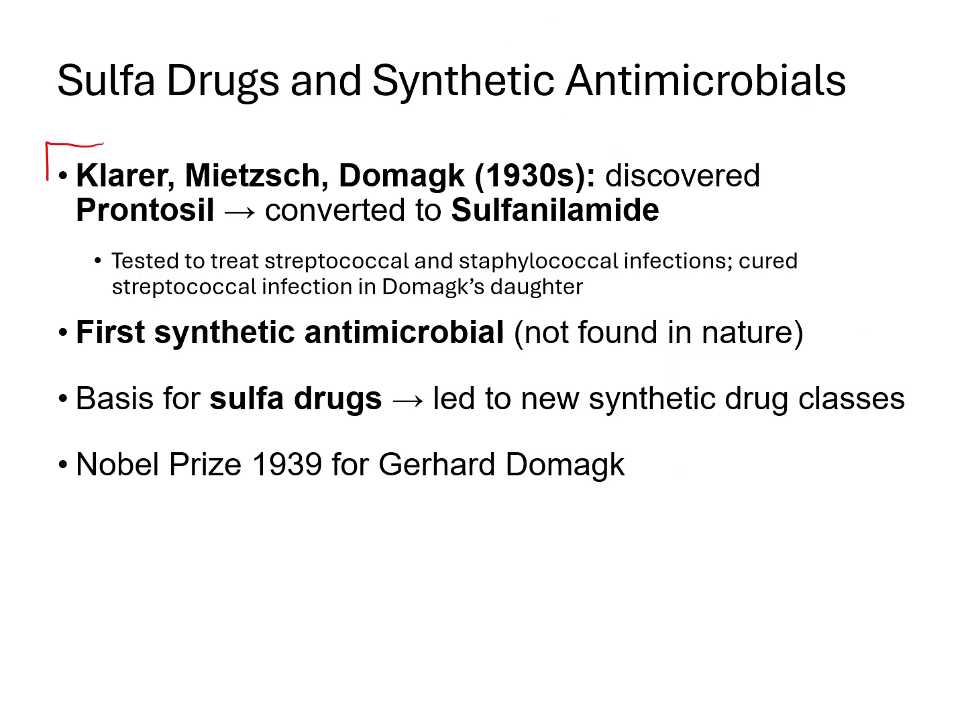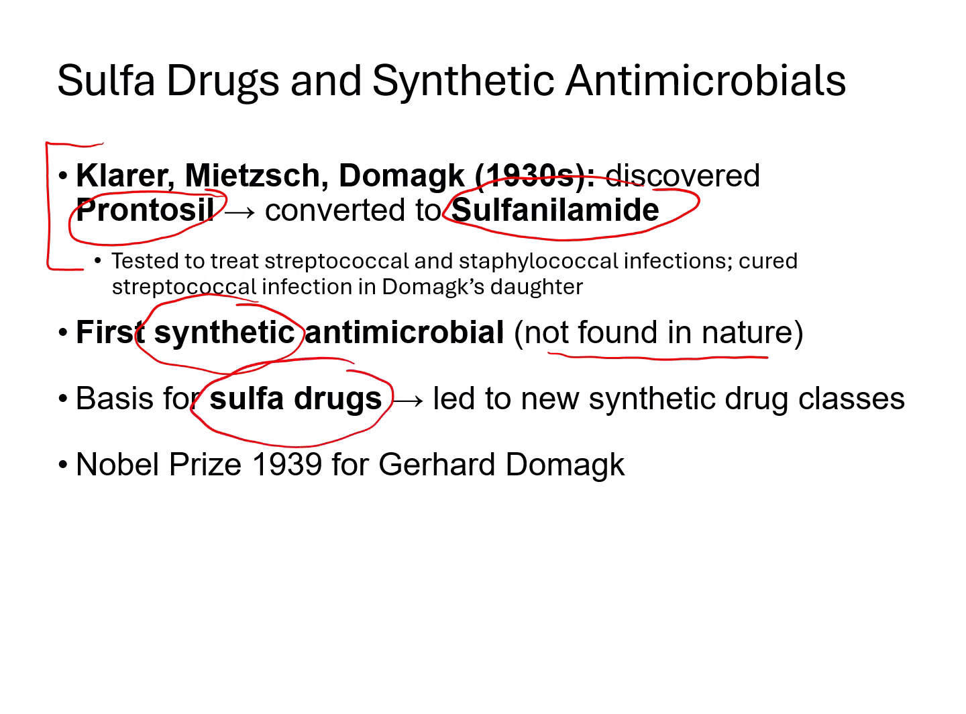In the 1930s, Josef Klarer, Fritz Meitz, and Gerhard Domagk discovered Prontosil. This is a synthetic dye that was found to cure bacterial infections, and its active component, sulfanilamide, became the first synthetic antimicrobial drug. These are man-made compounds that are not found in nature. This discovery launched the era of a group of drugs called sulfa drugs and earned Domagk the 1939 Nobel Prize.